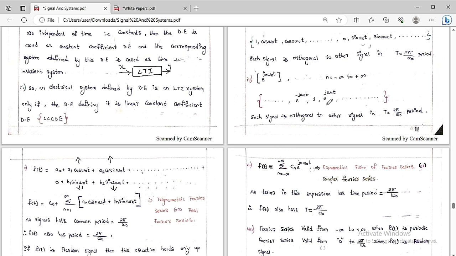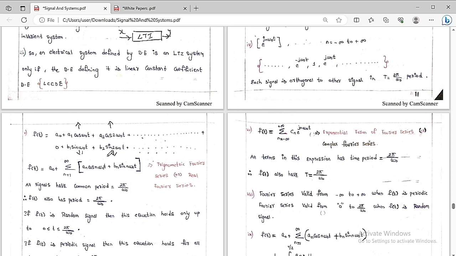So this also has a time period of 2 pi by omega naught. If you add them, definitely it is again a periodic signal. Here if we substitute n equal to 0, we get C naught, so C naught plus all those signals. If you do the linear combination of all these things, again it is a periodic signal. So f of t is also a periodic signal with a time period of 2 pi by omega naught. This is called the trigonometric Fourier series or the real Fourier series, and this is called the exponential Fourier series or the complex Fourier series.